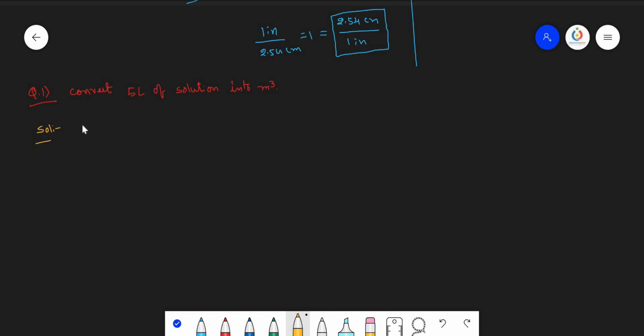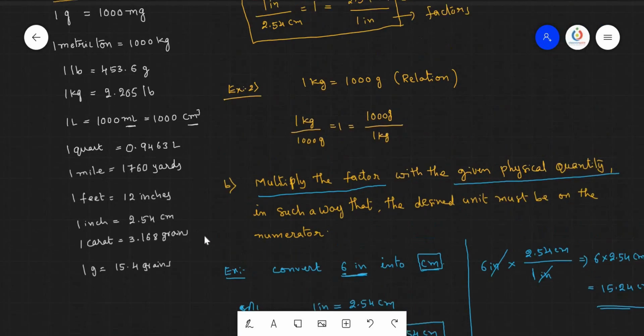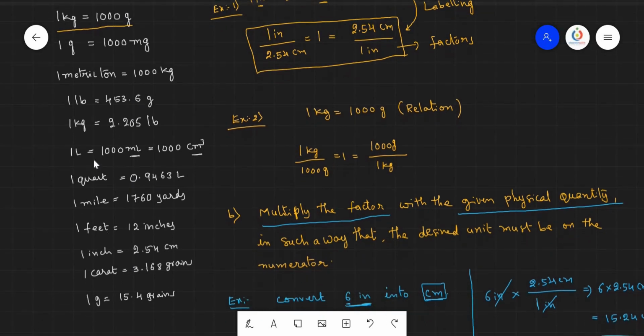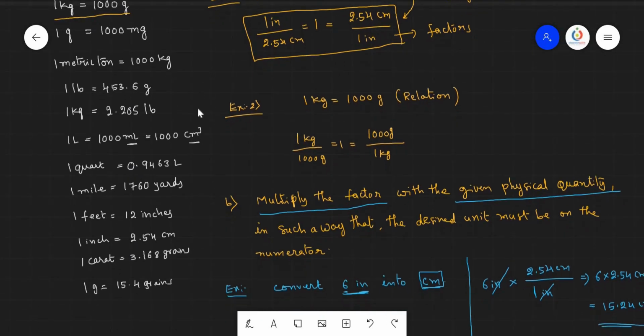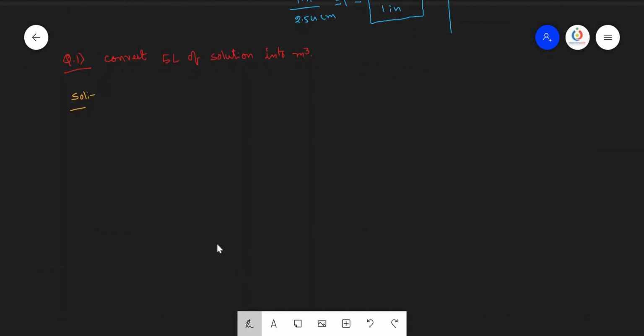First of all, develop the relations. Here there is no direct relation between the liter and a meter cube. We learnt which relation here? Only liter and centimeter cube we have learnt. Okay, let us develop the first quantity relation.